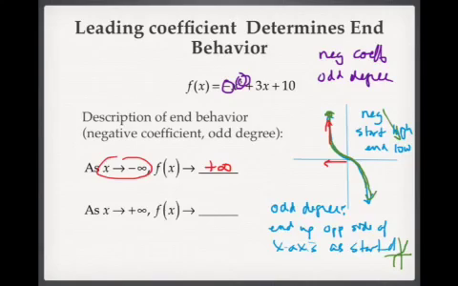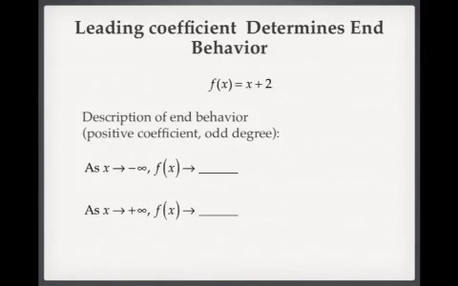Now what about as x goes to positive infinity? I said 8, I meant infinity, sorry. As x goes to positive infinity, f of x is going to go down, down, down, down, down. So it's going to approach negative infinity. All right, let's keep going.